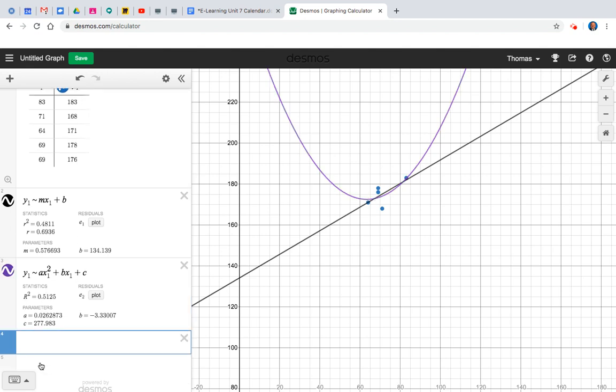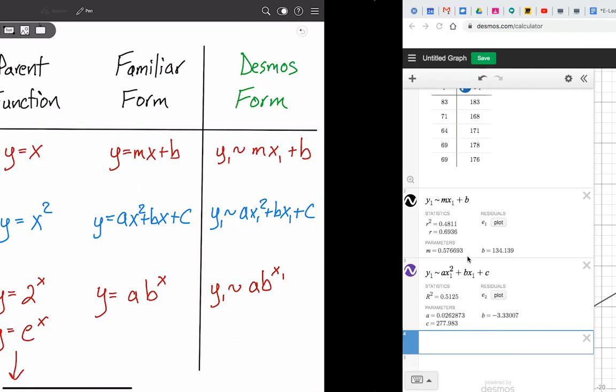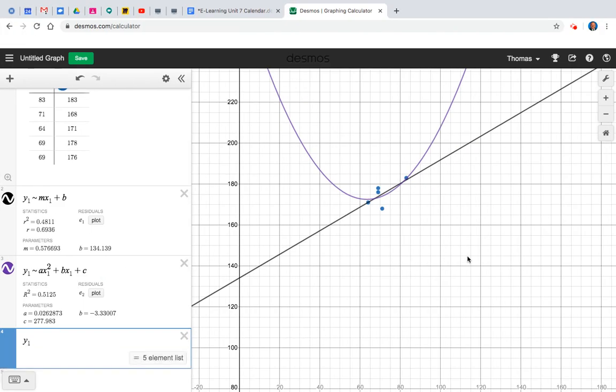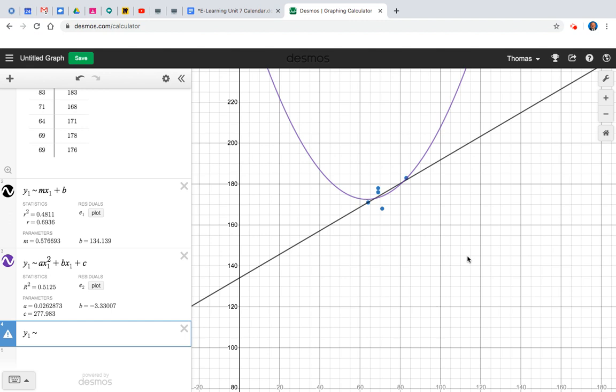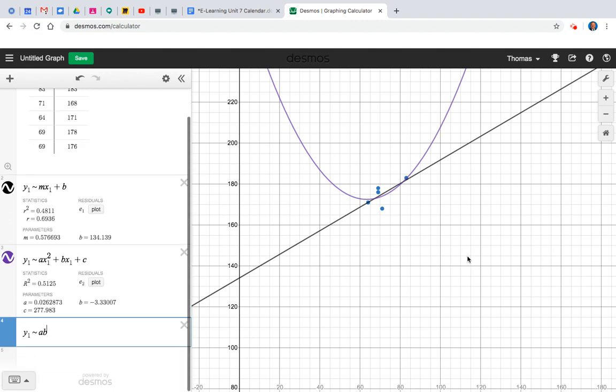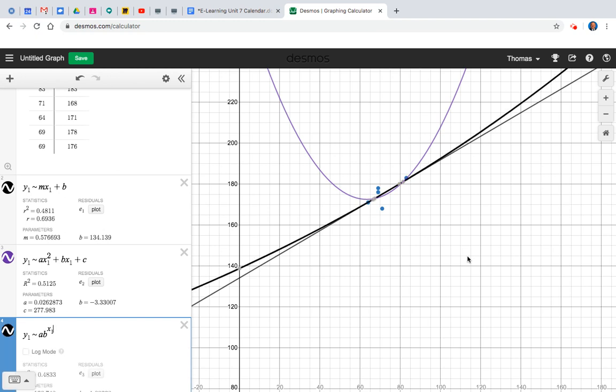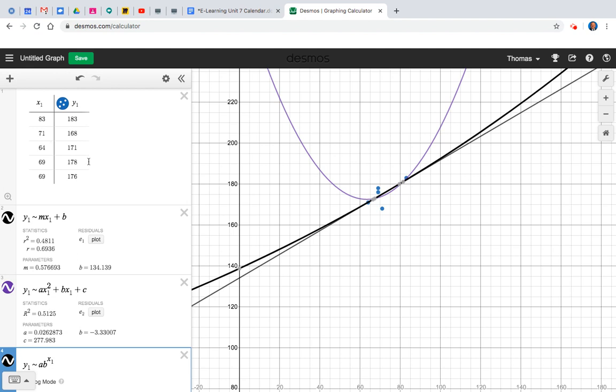Okay, let's do the last one. The last one is our exponential model. So we're going to say y1, again, shift tilde, and it's ab raised to the power of x. And we need that subscript of 1, because again, we are grabbing from this table up here with our input and output. And there's an exponential function.